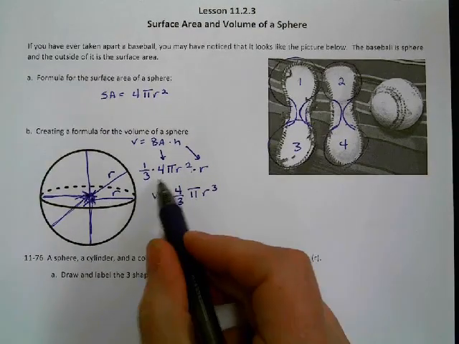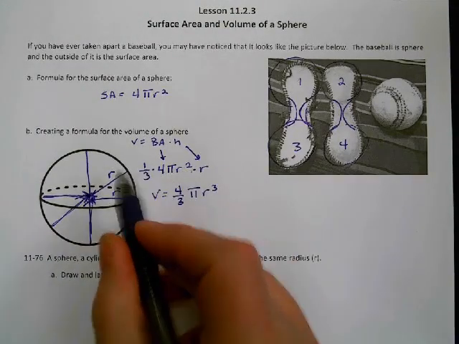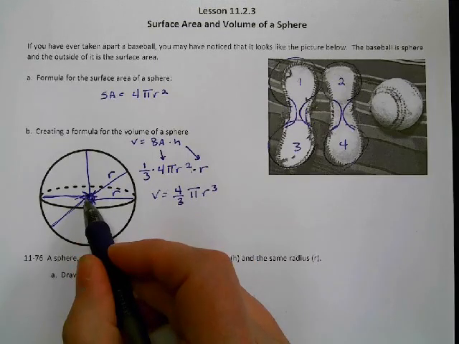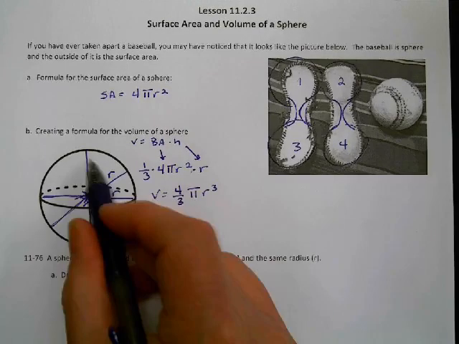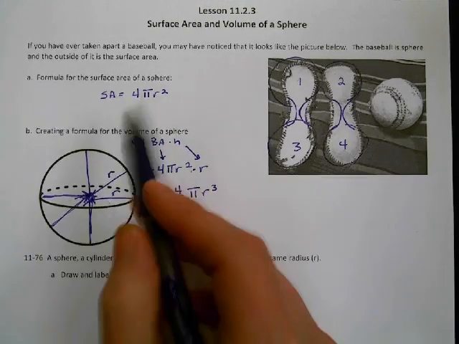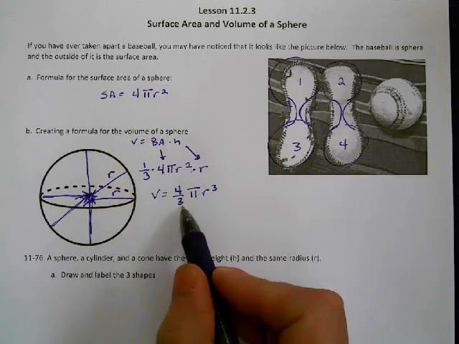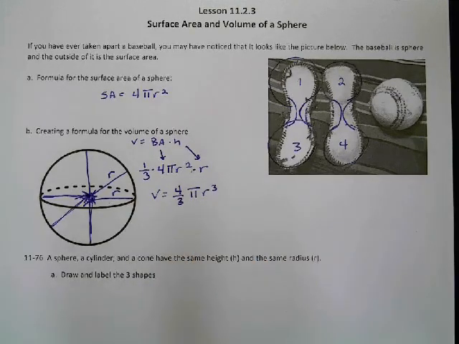1/3 times 4 pi r squared, there's our base area. It's 1/3 because they're all meeting at one point, kind of like the pyramid and the cone. And then our heights, these are all heights of a radius. So there's our two formulas. The outside, 4 pi r squared. The inside, the volume of the shape, is 4/3 pi r to the third power.